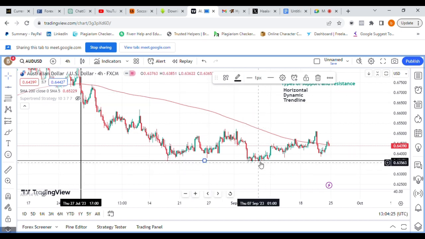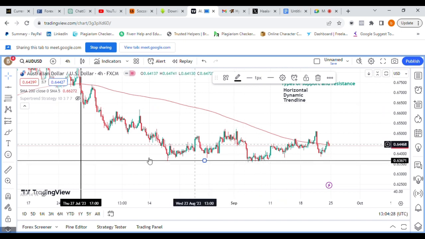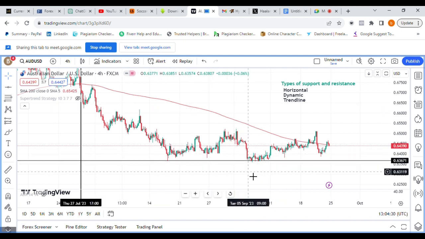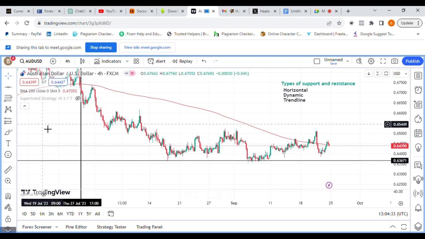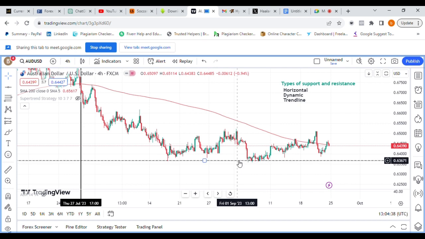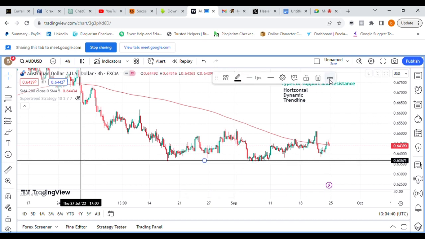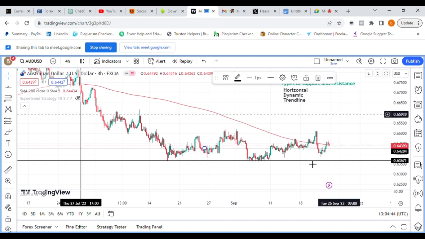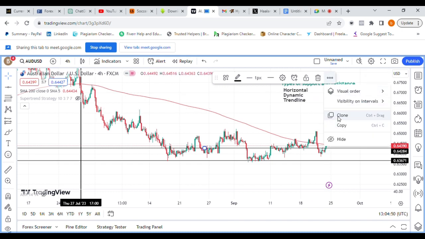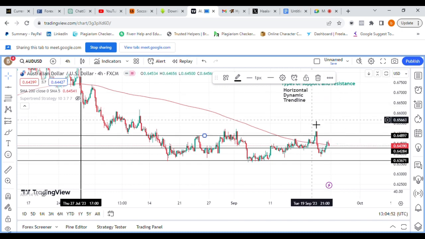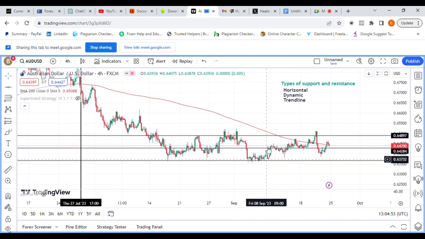A horizontal support. Then if you don't want to always pick up this tool every time, you don't need to go back to this place to pick it again. You can just click on the line, you see these three dots here, click there, you see clone, just clone it, another line comes out immediately. If you want as much as possible, you can always clone again. So that's how it keeps coming out.